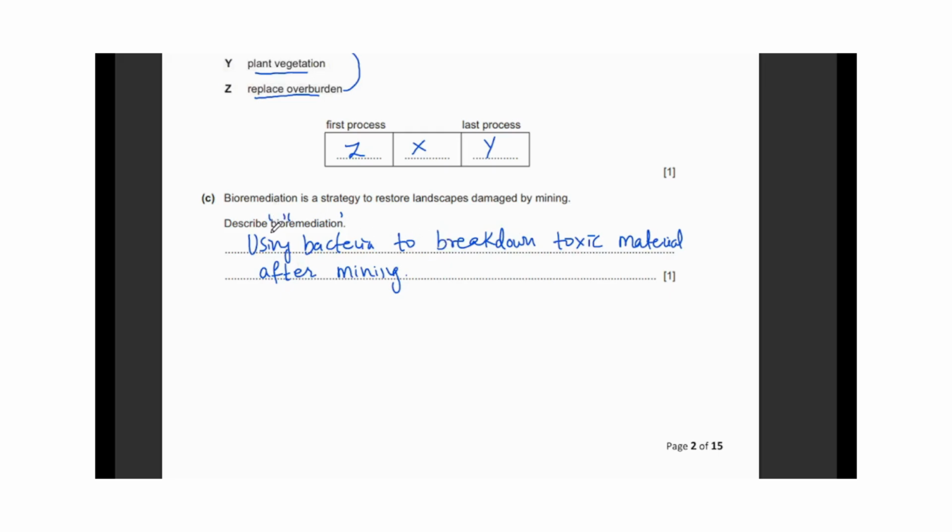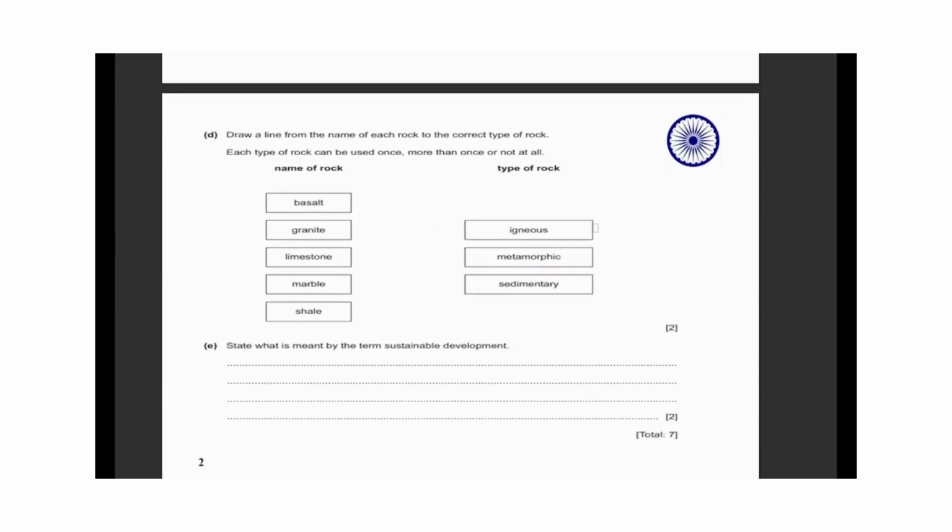Remember, you have one mark that is specifically for the use of bacteria or a living microorganism to break down or to remove the toxic material. These are the two keywords here. I'll also highlight the keywords for you. Bacteria is a keyword, and removal or breaking down of the toxic material. I hope you got this point. Okay, next one.